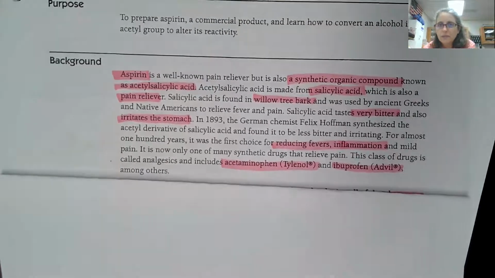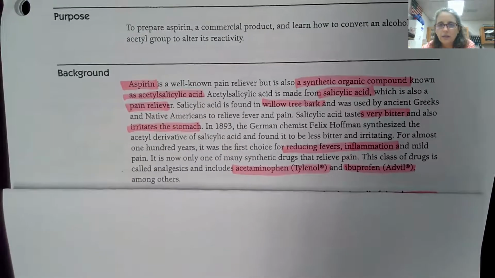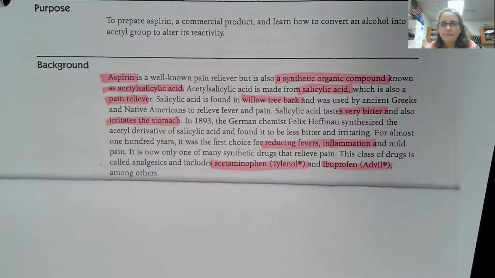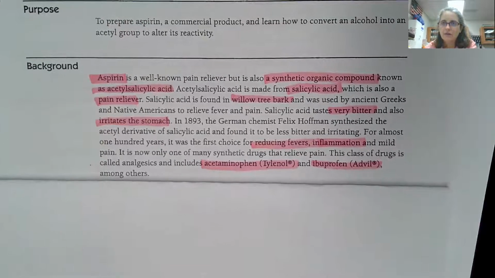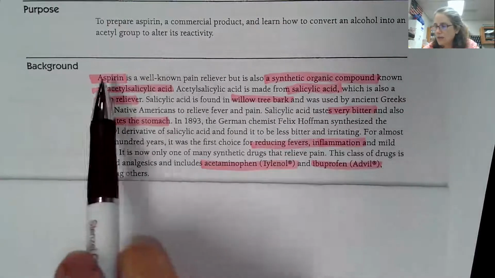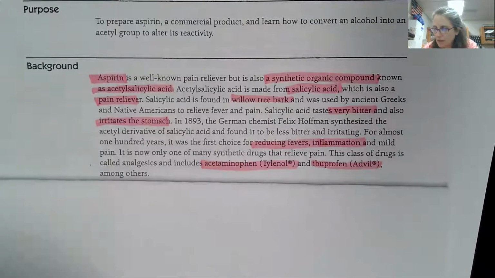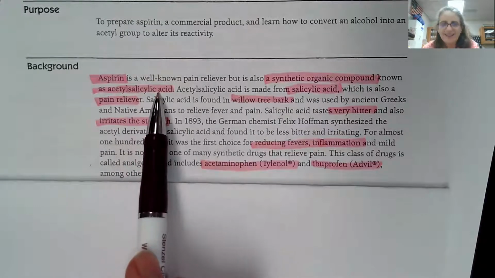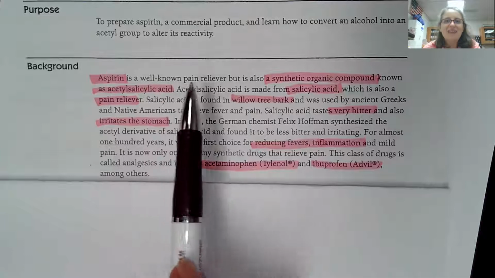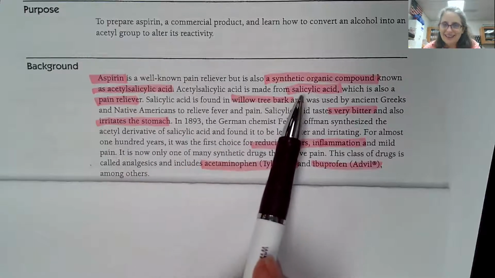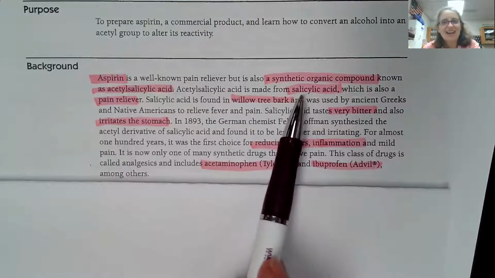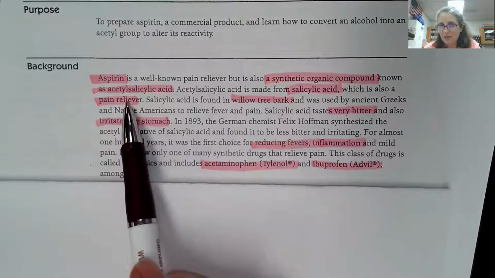So aspirin is an organic compound. Okay, and again, if you want to highlight the things that I have highlighted here, that might be helpful. It's made from salicylic acid, which is a pain reliever.